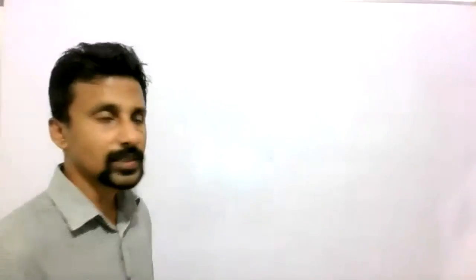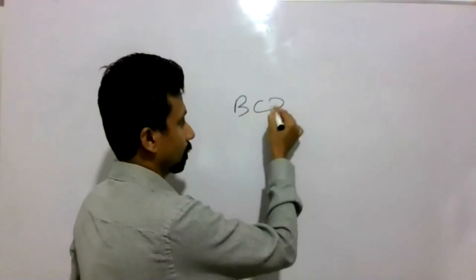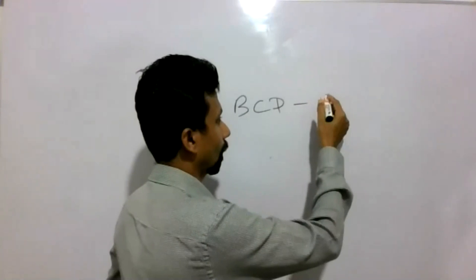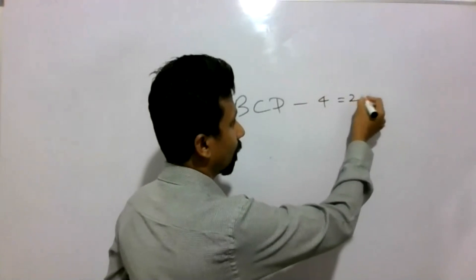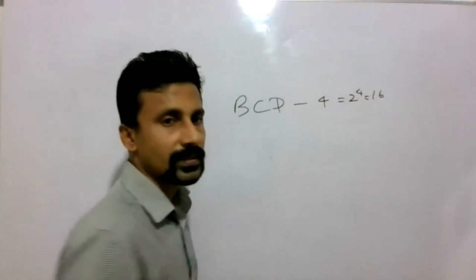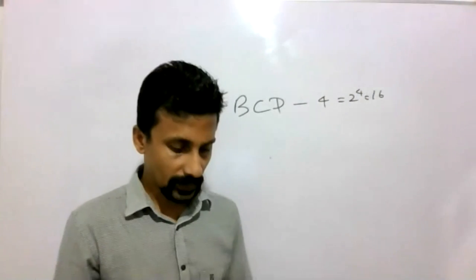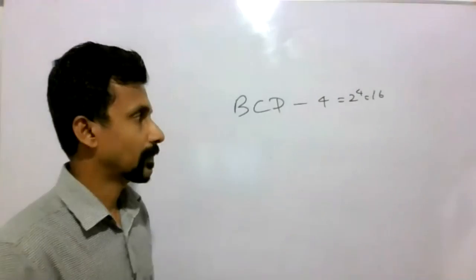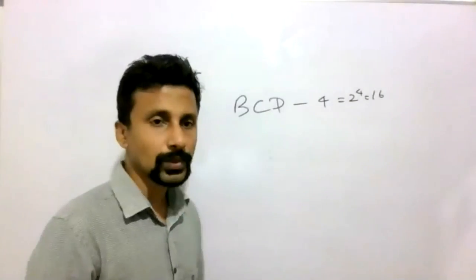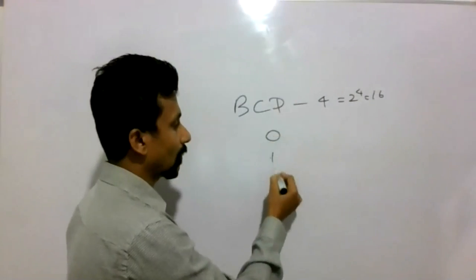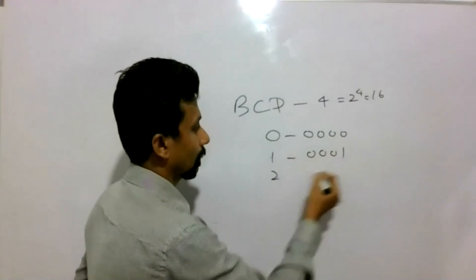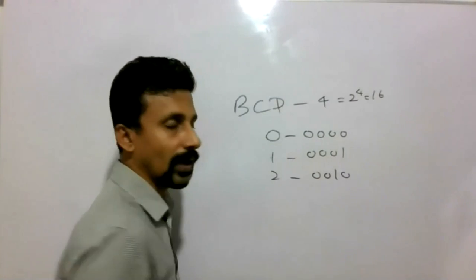One is BCD. In BCD, you have only 4 bits, that is 2 to the power 4, so 16 characters you can represent. BCD is used to represent only numbers. 0 to 9 will be represented with BCD. Each number you have to represent with 4 binary digits, like that, up to 9.